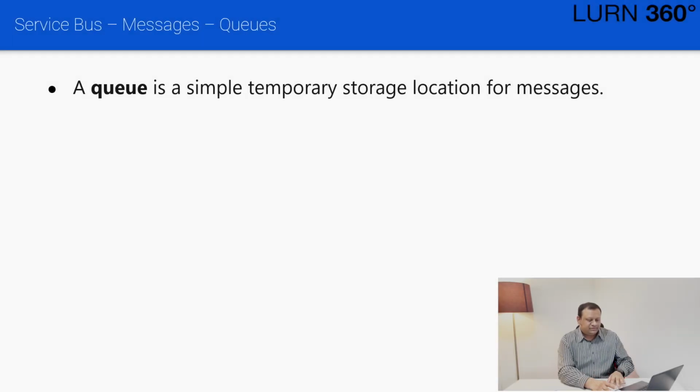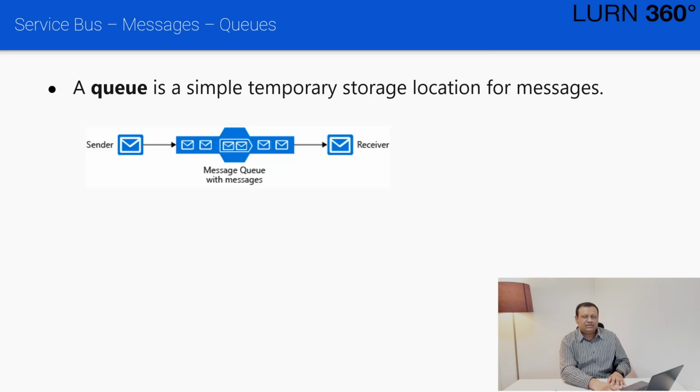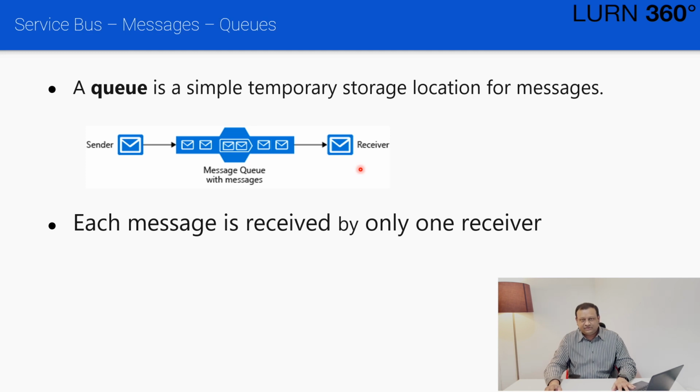So let's quickly review what we just saw in the previous video. Just to reiterate, a queue is a simple temporary storage for all of your messages. As in this picture, we can see the sender is sending messages to the queue, and there is a receiver on the other end that would receive the messages. Each message is received by only one receiver.